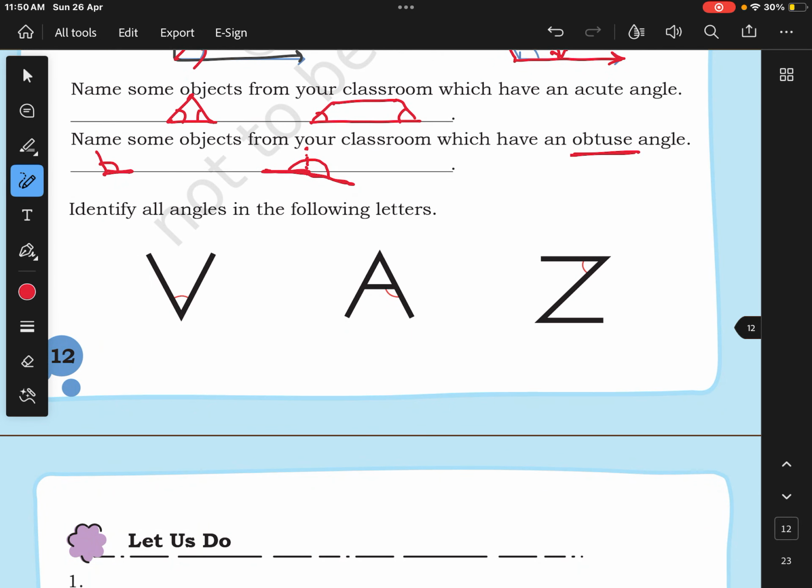Identify all angles in the following figures. So this is what kind of angle? Acute angle. This is obtuse. This again is acute. Another one, acute.